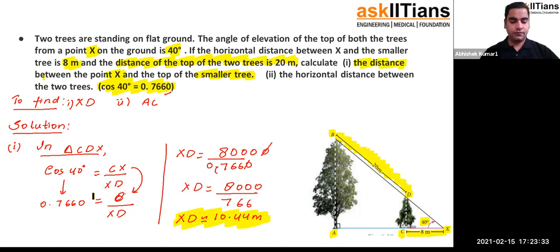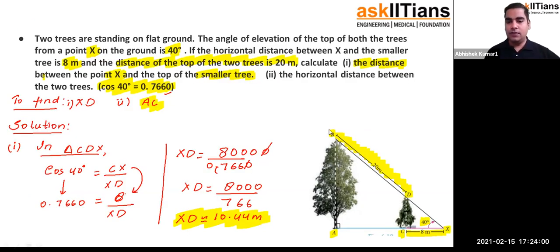All right. Now, what is the second part? In the second part, we have to calculate AC. So to calculate AC, I have to, of course, move to the bigger triangle, which is ABX. Second part, in triangle ABX, if I calculate cos 40 degree, what will cos 40 degree be equal to? That will be equal to AX, which is the base, upon hypotenuse BX.